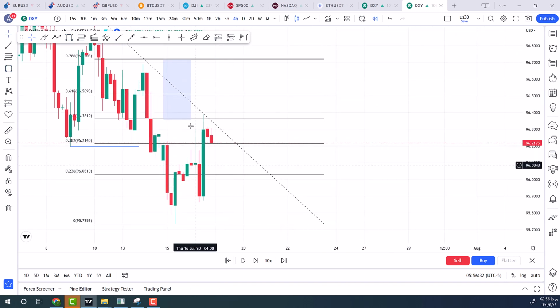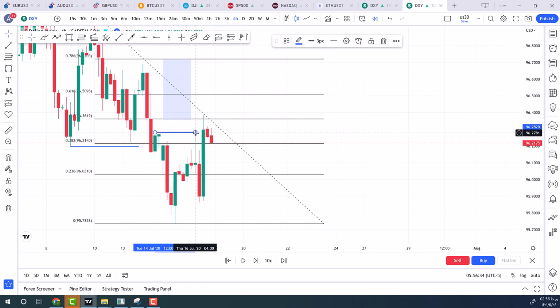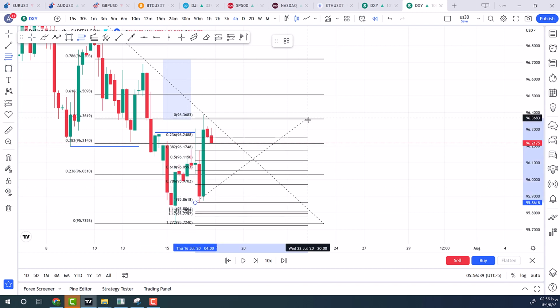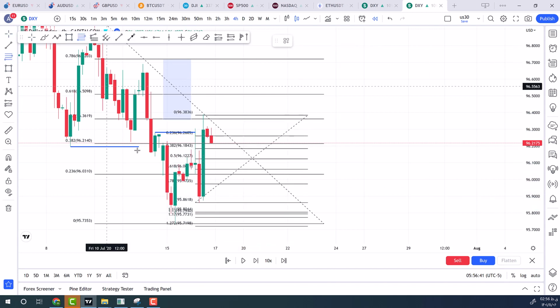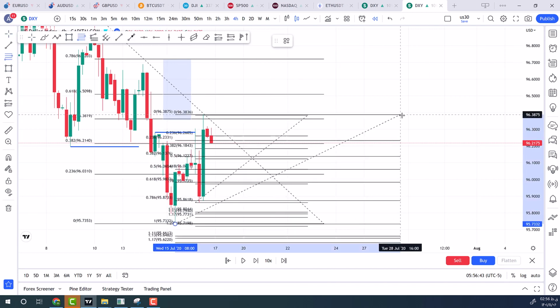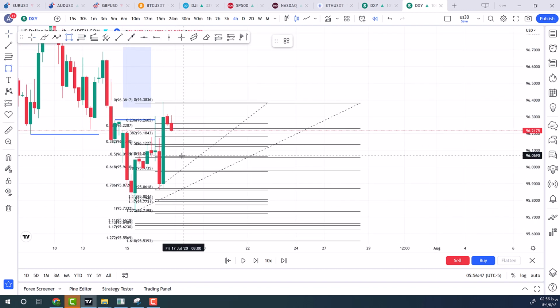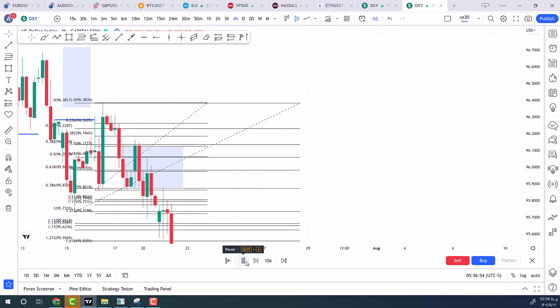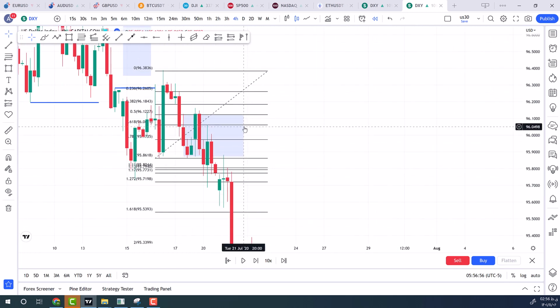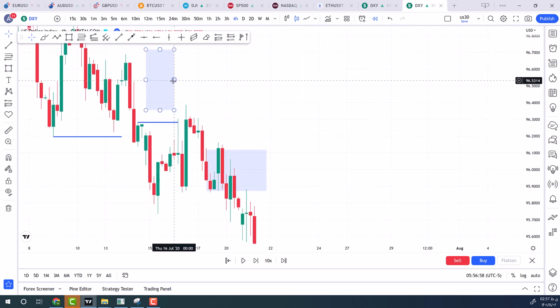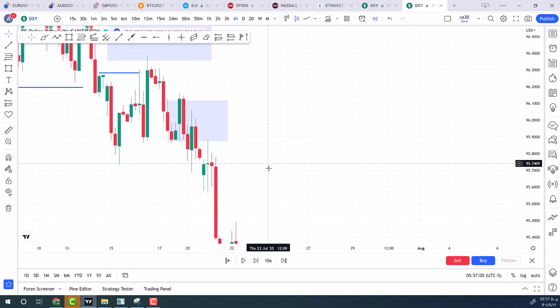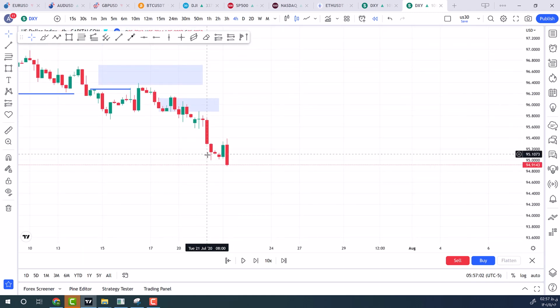But the other thing you should pay attention to is that it broke this structure as well. So we have our Fibonacci from here to here and from this low. Our 50 to 78 can work as our buying opportunity. It didn't work out, but the buys that we drew here worked out well. It broke the low again.